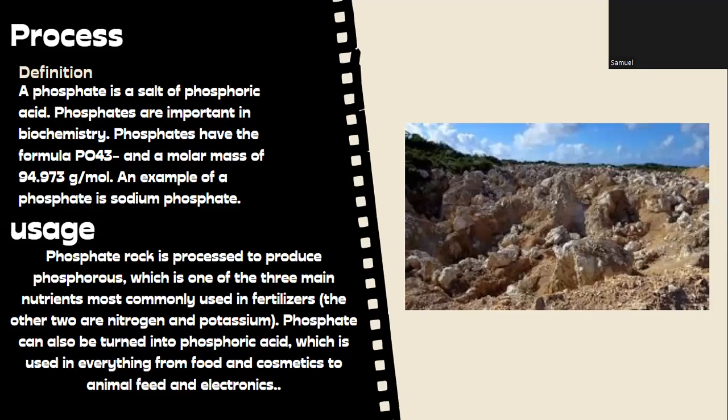The usage: phosphate rock is processed to produce phosphorus, which is one of the 3 main nutrients most commonly used in fertilizer. The other 2 are nitrogen and potassium. Phosphate can also be turned into phosphoric acid, which is used in everything from food and cosmetics to animal feed and electronics.